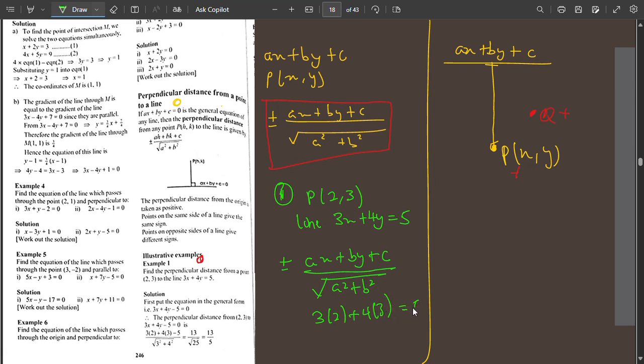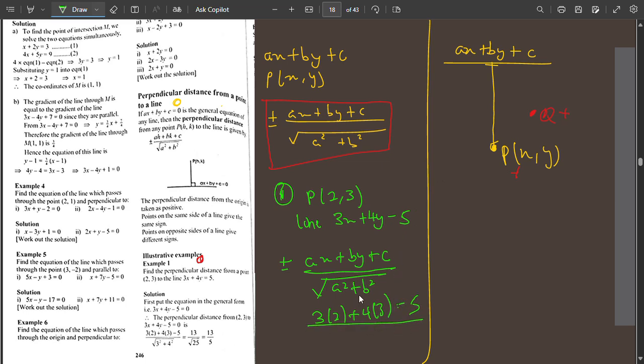Is equal to 5. Wait. We can't make it equal to 5 there. So we should convert this so that it becomes minus 5. So this is equal to 5. We will take 5 to the other end and make it 3x plus 4y minus 5 is equal to 0. So that's what we have here. So minus 5.